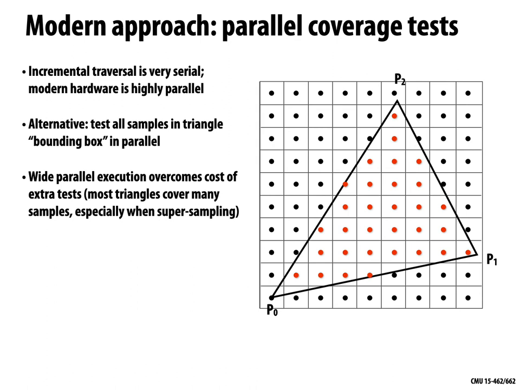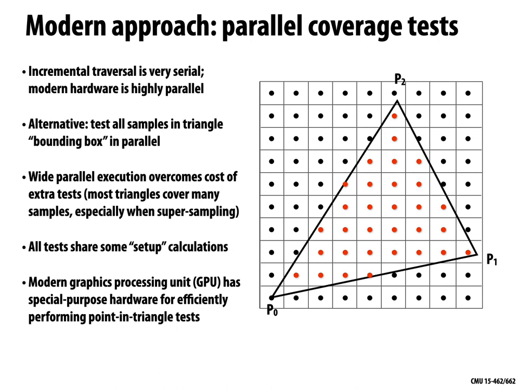And because of the way that parallel hardware works, because we have wide parallel execution units, the extra cost that we incur by testing more sample points is overcome by the efficiency of the hardware. This is especially true when supersampling. There's some common calculations that have to be done for all of these tests, so we can save a little bit of time there.